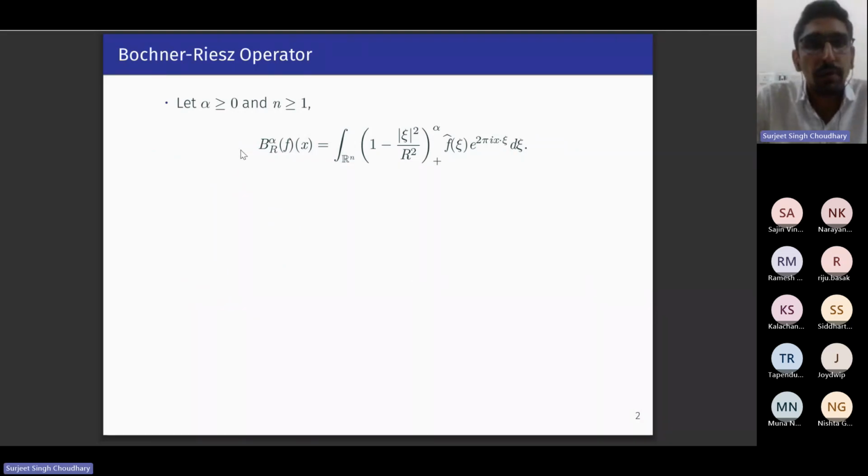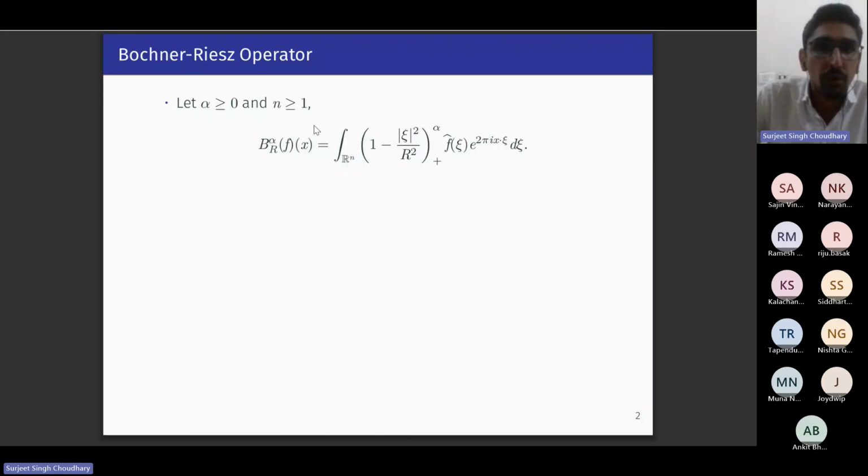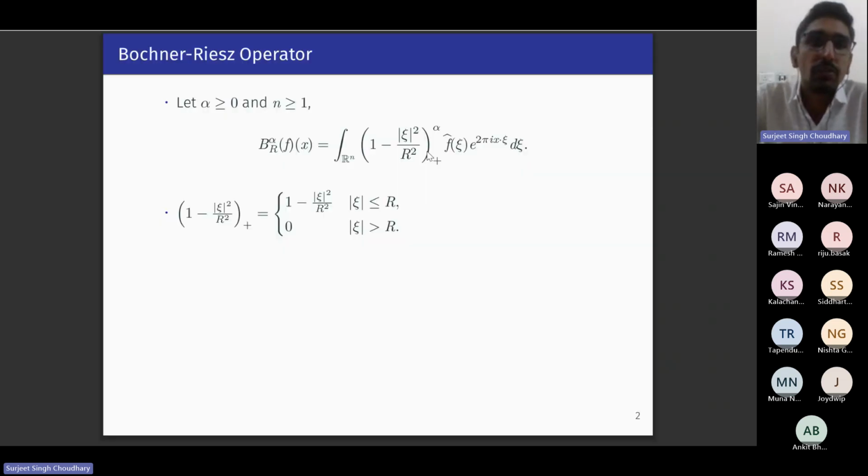For alpha bigger than 0 and dimension n bigger than or equal to 1, the Bochner-Riesz operator is the multiplier operator corresponding to the multiplier (1 minus |ξ|² upon R²) whole to the power alpha. And this plus sign means that it takes positive values only. That is, when 1 minus |ξ|² upon R² is positive, for |ξ| less than or equal to R, it takes its value as it is. And when |ξ| is bigger than R, then it takes value 0.